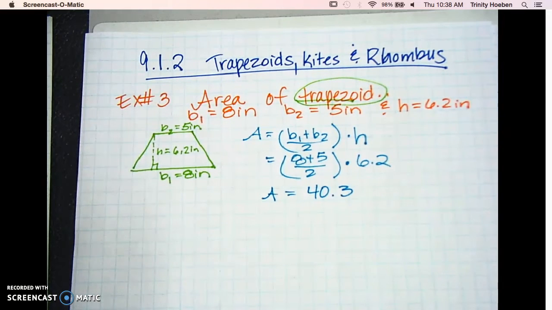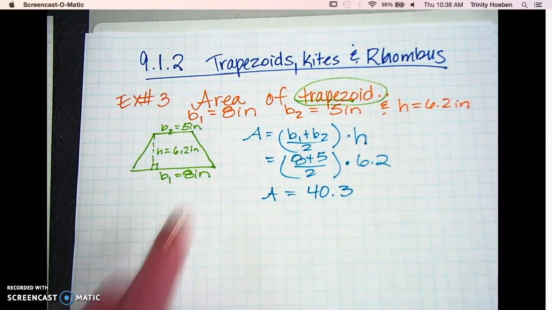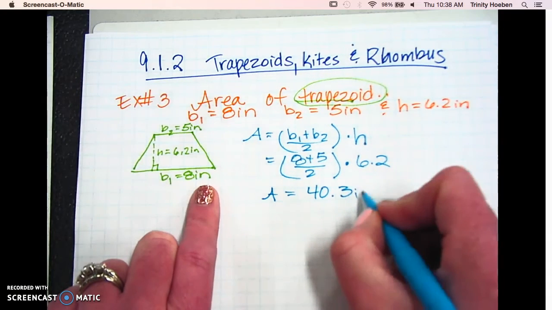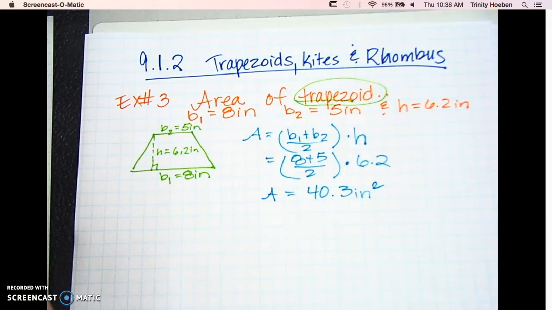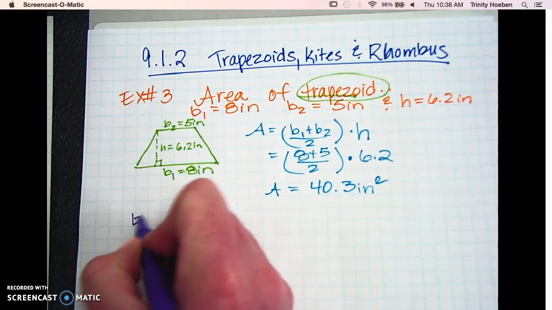Are you done? No, you have one more step. You need to attach the units. So they gave you that it's inches. So I'm going to say inches what? Squared. And you're done. All right. Any questions on example number 3 there? All right. Let's try another figure.